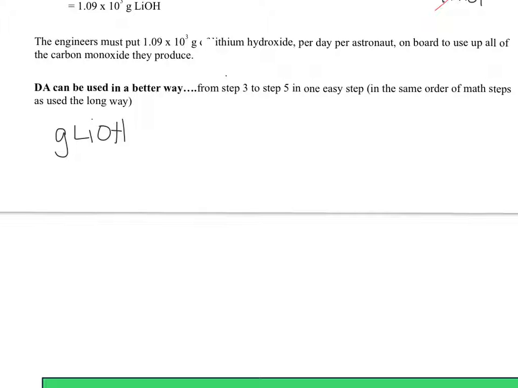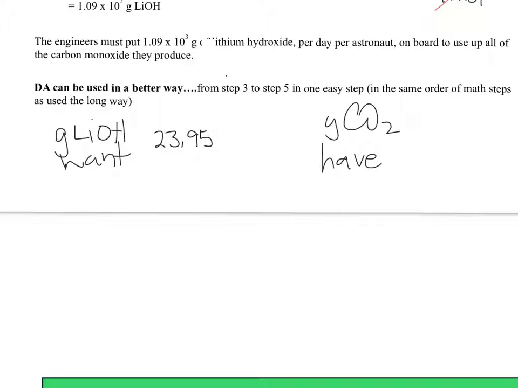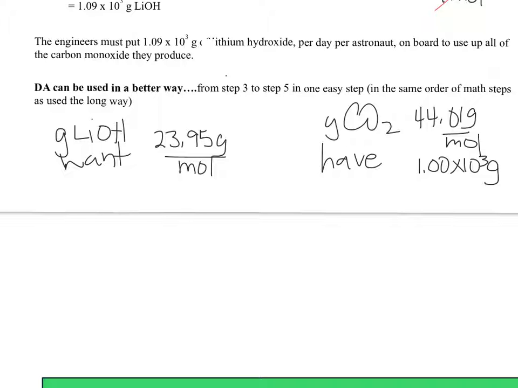We have grams of carbon dioxide. So what we know is the molar mass of lithium hydroxide is 23.95 grams per mole. Carbon dioxide molar mass is 44.01 grams per mole. And we know we have 1 kilogram or 1,000 grams of carbon dioxide.